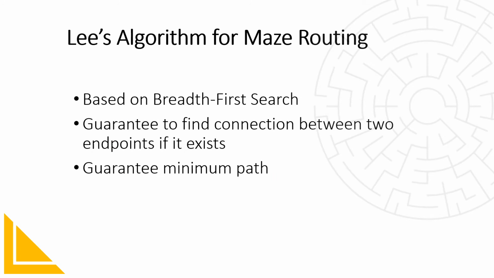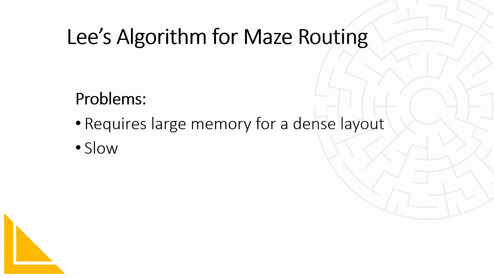One of the simplest and easiest solutions for maze routing is Lee's algorithm. It is based on breadth first search, and it always gives an optimal solution if there is a connection between two endpoints, and can guarantee to return the minimum path taken. But an issue with this algorithm is that it is slow and requires a considerable amount of memory for a solid layout.